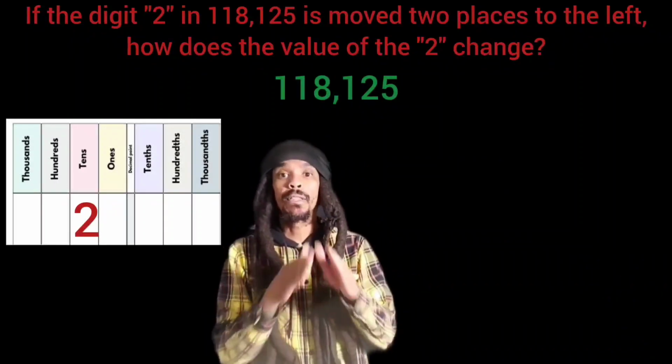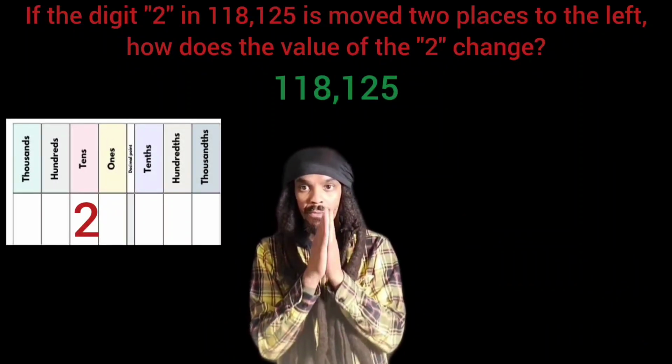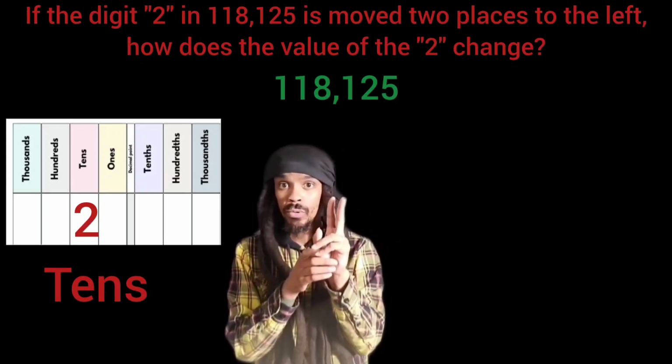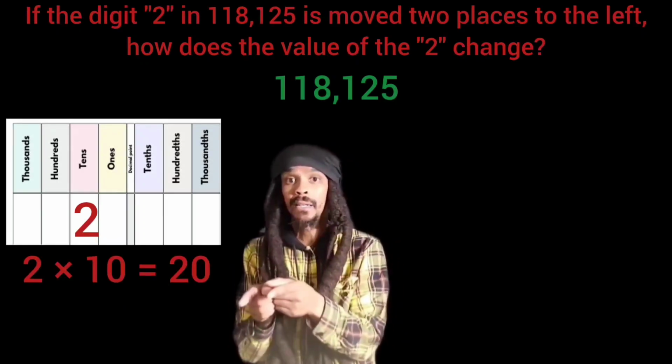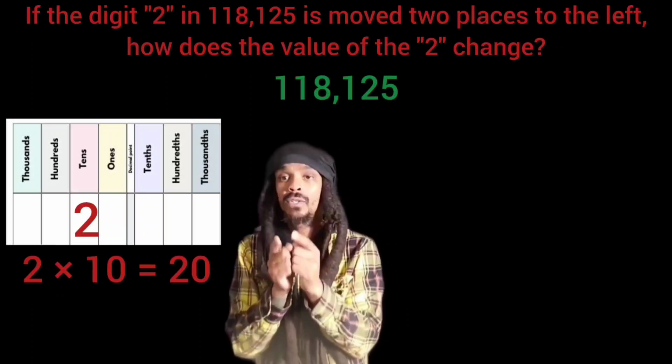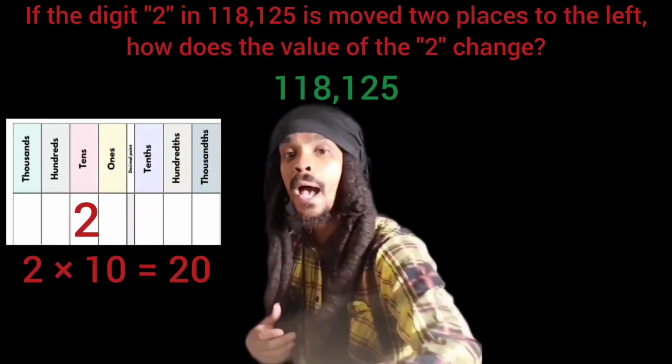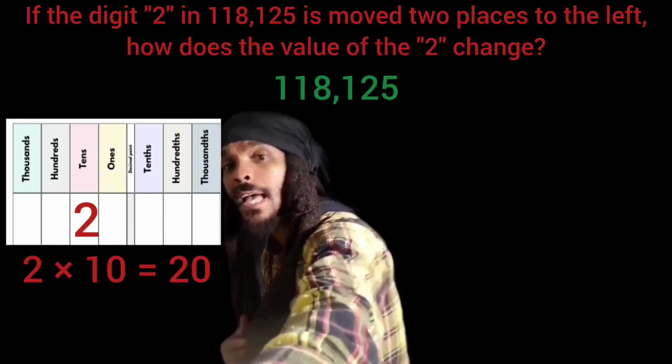Right now, that 2 is in what place? Right now, it is in the tens place. So it's not worth 2. It's worth 2 times 10. So right now, that 2 is worth 20.